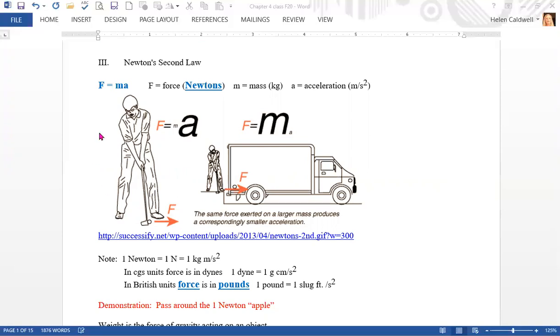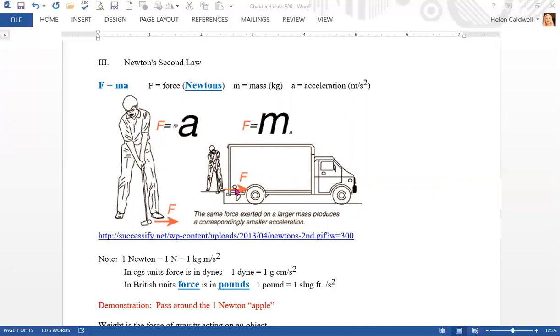So in this illustration, what they're trying to show you is that you can have two forces that are identical, even though the masses and the accelerations are different. In the first one, you have an individual hitting a golf ball. The mass is small, that's the golf ball, but the acceleration is really large, so the force is this middle-sized value.